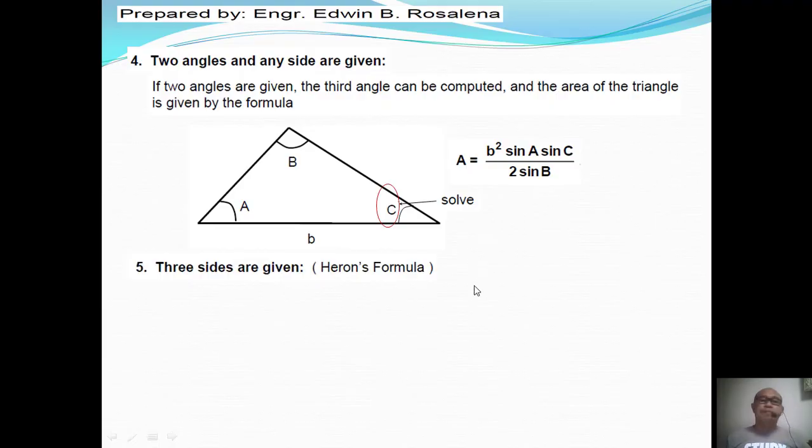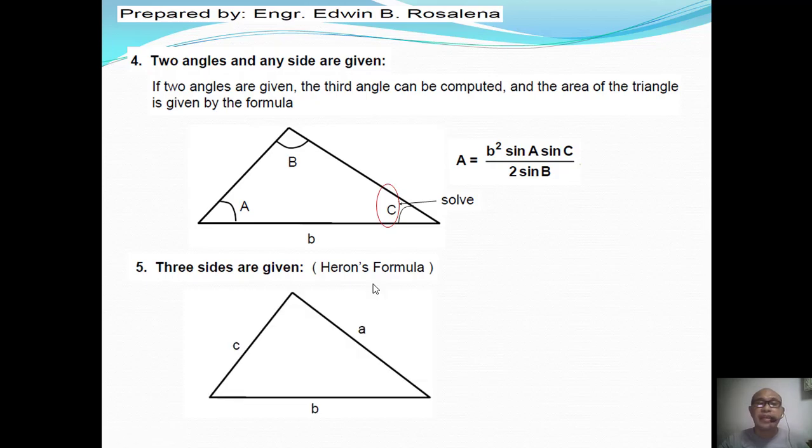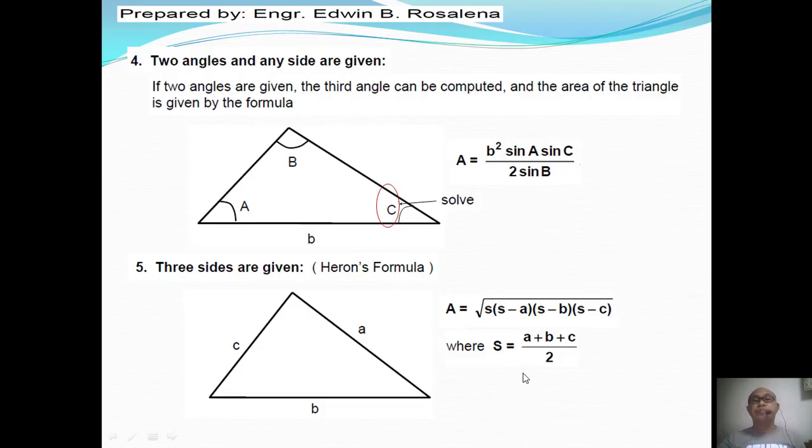Okay. Number 5. If we are given three sides, we can use Heron's formula. So let us say we are given the three sides A, B, and C. Heron's formula is the square root of S times S minus A times S minus B times S minus C, where S is the semi-perimeter, and that is A plus B plus C over 2. Okay, so kindly take note of those formulas.